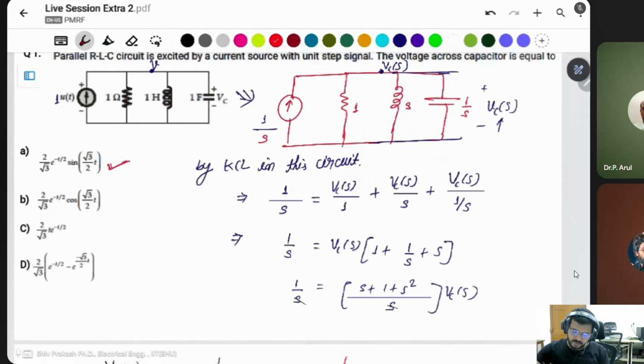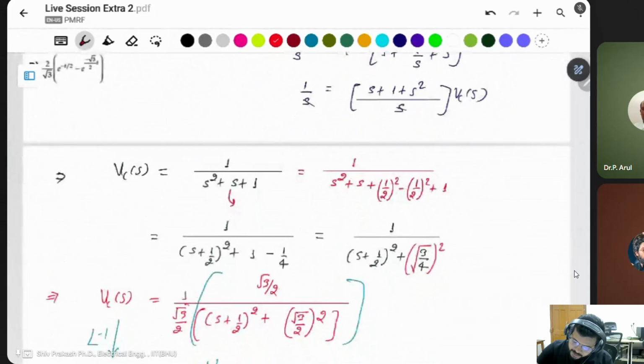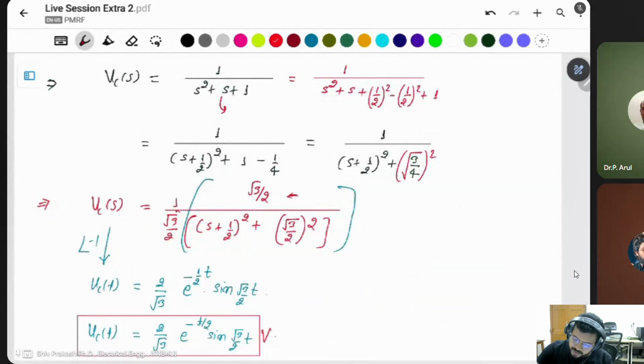In the first option, why is it not cos? It is not cos because here there is only a constant term in the numerator, not an s term. If an s term is present in the numerator, then you make the Laplace of the cosine. If only a constant term is there, you make the Laplace of the sine.